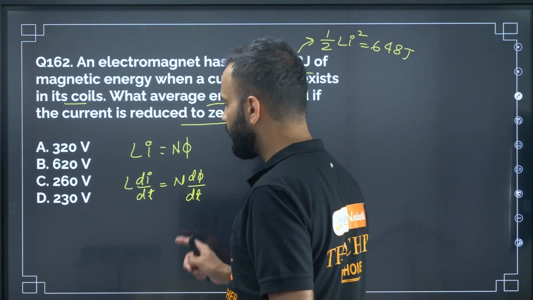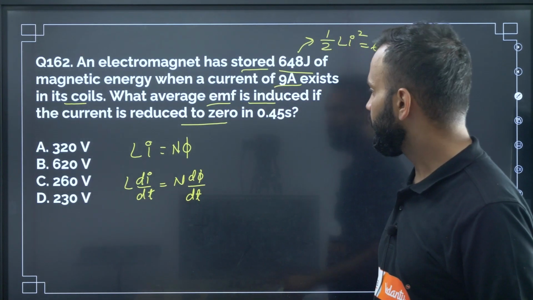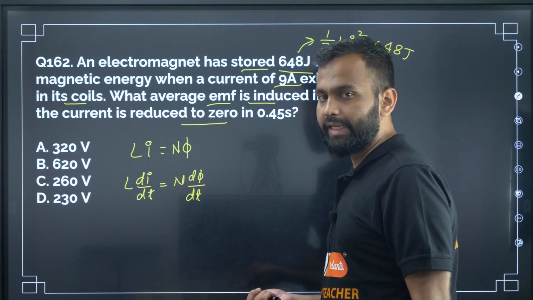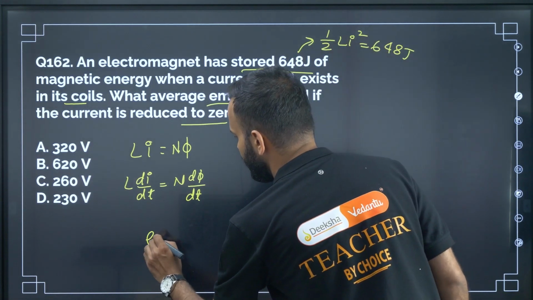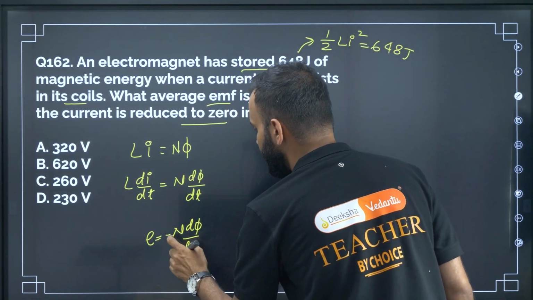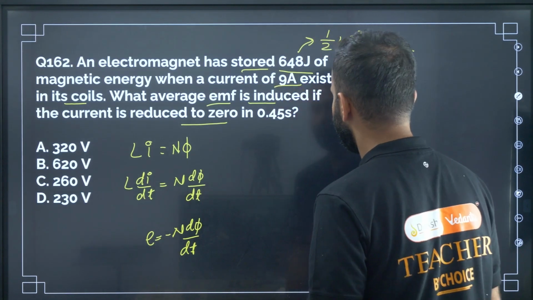So what is N into d phi by dt? Induced EMF, isn't it? Actually induced EMF E is equal to minus N into d phi by dt. So N into d phi by dt is minus E.